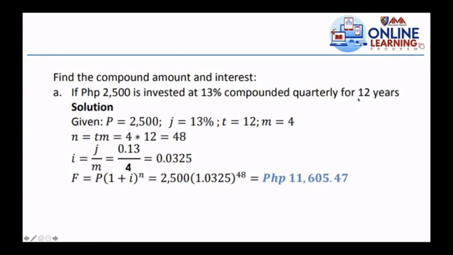Now, how do you get the N? Because that's what we need, right? So the 12 times 4. 12 times 4, 48. Okay? So that's how easy. Because this one looks complicated, right? Because so many variables. But it's okay if you want to do it this way, that's fine also.